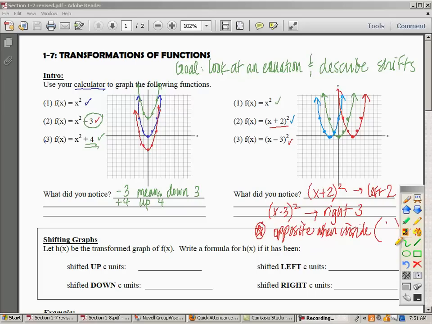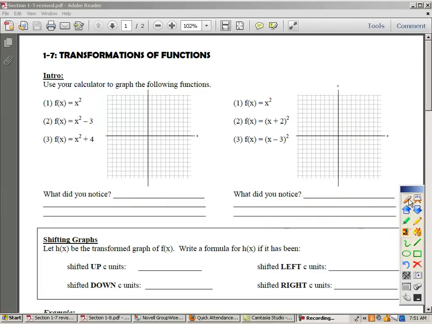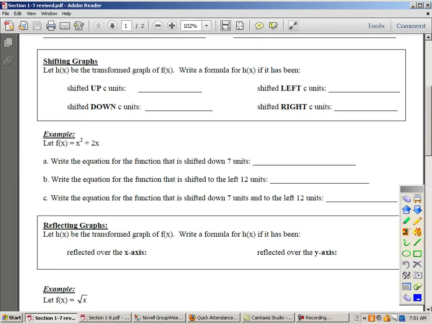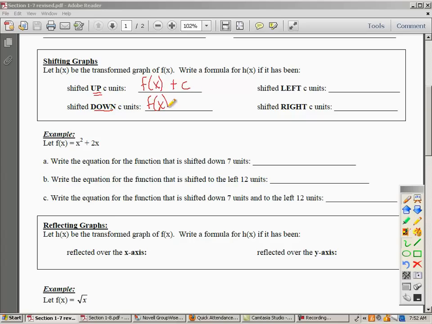We're going to give you some general information about shifting left, right, up, and down, and from there we're going to ask you about reflections. Here's what happens. If we're trying to shift up, we take the graph of f of x and add a value of c to the end. If we want to move down, we take whatever our function is and subtract c from it.